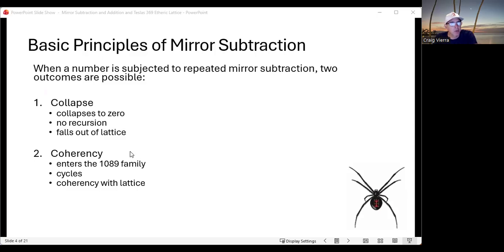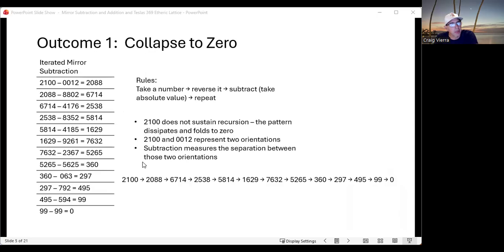The second one, which was the most fascinating, is with the coherency. This is where, when you do the mirror subtraction, the numbers enter what I'm going to call the 1089 family. You will see that there is a cycle associated with this, and there's coherency with this 33 lattice. So these are the two outcomes that are possible. Let's take a look at the very first outcome.